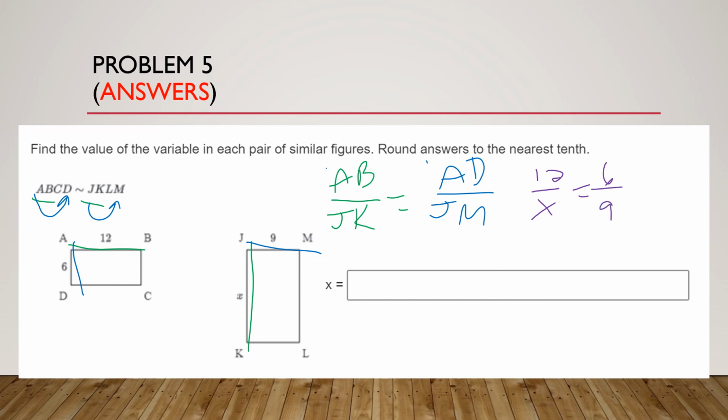So in order to solve, we would use our cross multiplying. So 12 times 9 is 108. 6 times x is 6x. Divide both sides by 6, and we would end up with x is equal to 18.